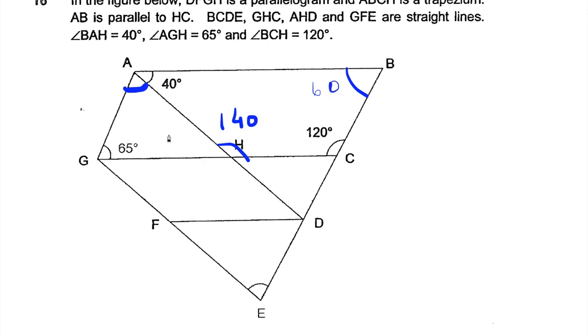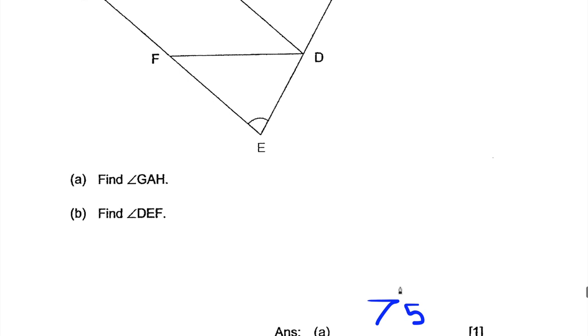Okay, so now we can see this would be 40 because both of them add up to 180. 40 plus 140 is 180. So now we have to get this angle. So 40 plus 65 is 105. So this would be 75. Fairly simple. So we get the answer 75 degrees here. So for A it's 75.